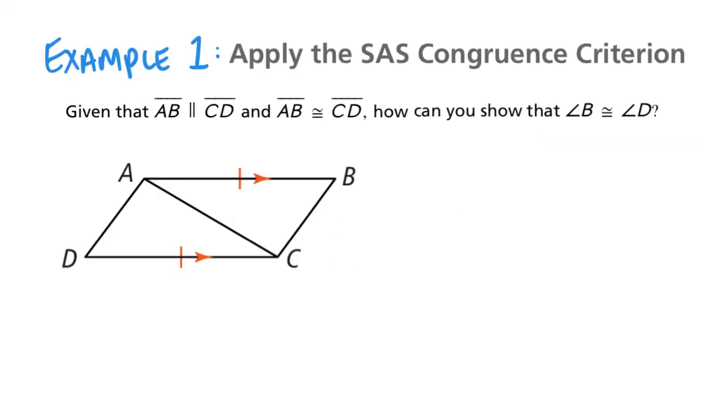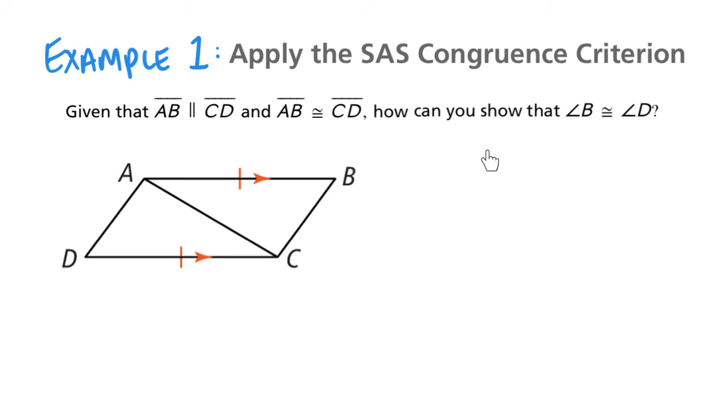So let's put those first two ideas to use in this example problem. It says, given that segment AB is parallel to segment CD, and that's what these markings right here are telling us, and that segment AB is congruent to segment CD. So that's what these two markings are telling us. How can you show that angle B is congruent to angle D? So this is kind of an interesting question, and it's going to require us to apply, like I said, both things that we've learned so far in this video.